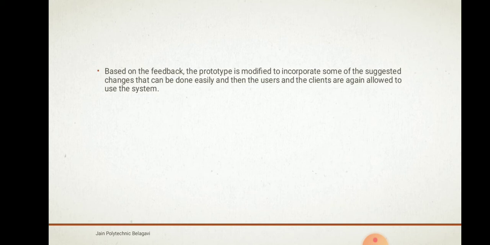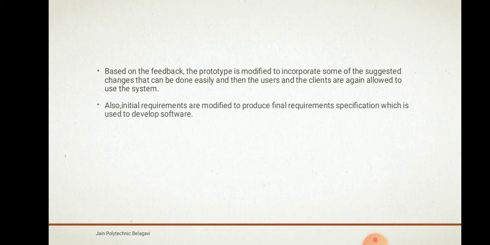Then the users and clients are again allowed to use that system. Also, the initial requirements will be modified to produce the final requirement specification. Here we can make changes to the requirements more than once. This cycle repeats until the system is changed according to the user's feedback. So this process goes on changing and acts as a cycle.